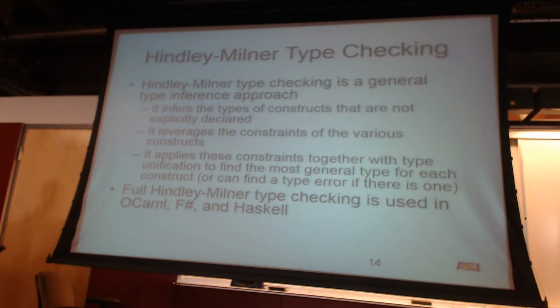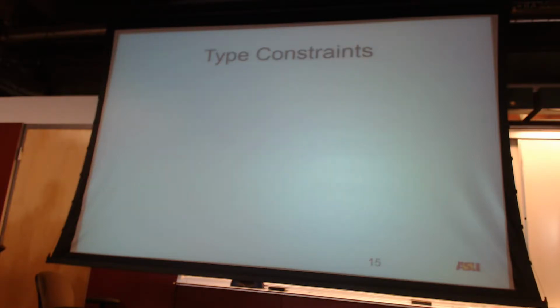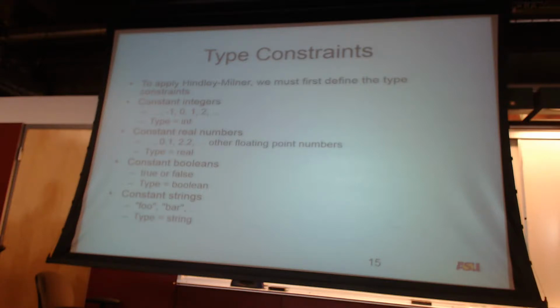So last class what we did was we discussed the constraints. Right? So let's revisit those constraints because those are important. You have to remember those. If you don't remember the constraints, then you won't be able to do type checking. So these are the constraints for the basic types.